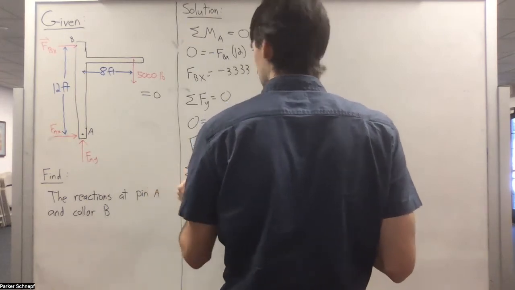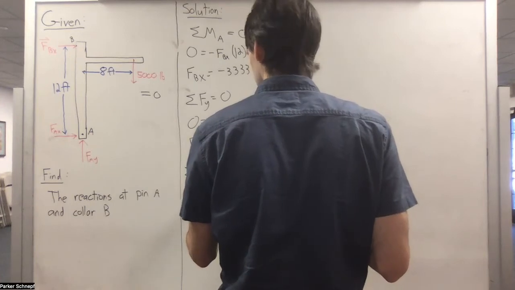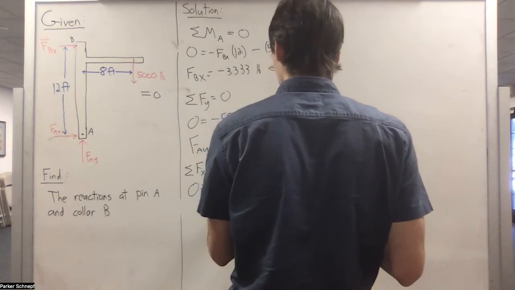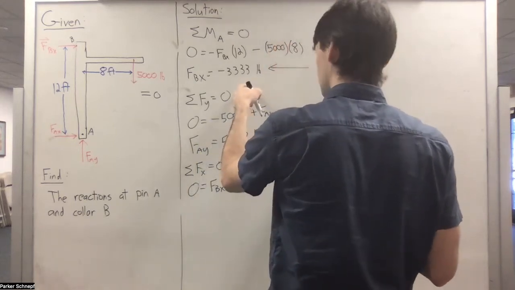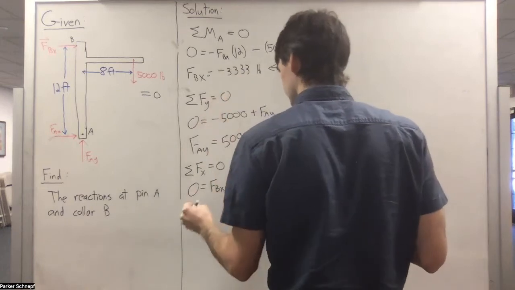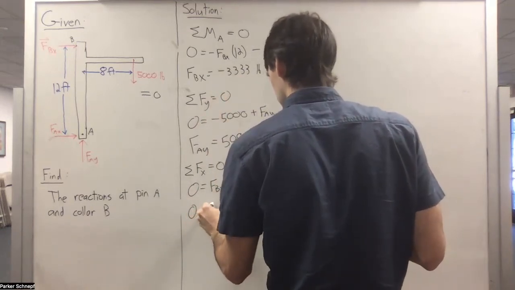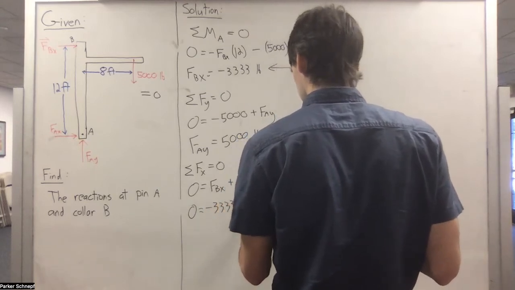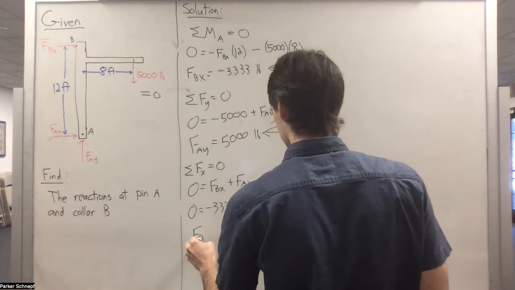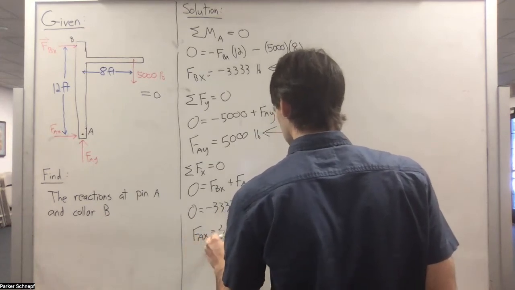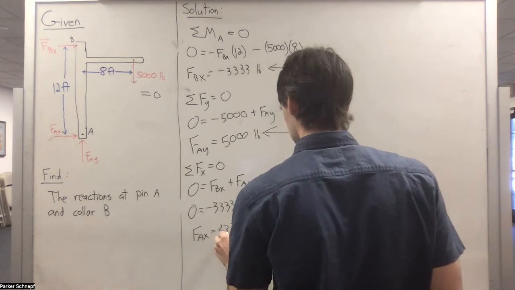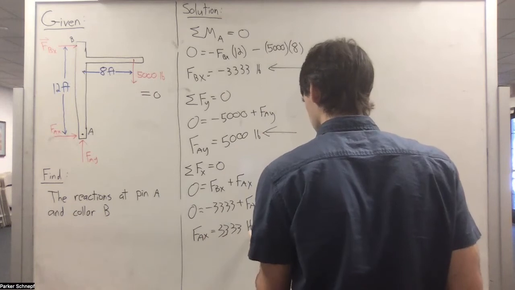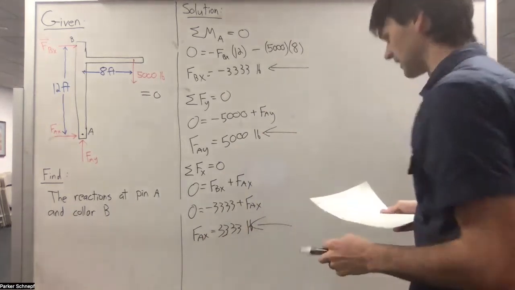Okay, so now last one, sum of forces in x must be 0. What are my x forces? I have 0 equals F_dx plus F_ax. Well, I already know that F_dx is minus 3,333. So let's plug that in. So minus 3,333 plus F_ax. So F_ax, the only other x force, must counter F_dx: 3,333 pounds. And that's really all there is to it.